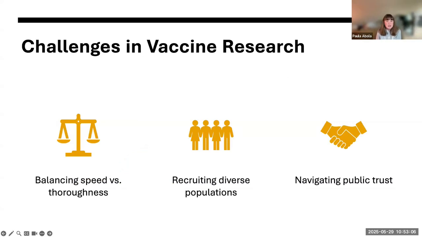And of course, as in any research, there are also challenges in vaccine research. Firstly, we have to balance speed with thoroughness, for example, during pandemics. And this is why a lot of people were worried in the pandemic about the speed at which the trials were happening. We have to recruit diverse populations for generalizable data, but this might often be hard. And we have to navigate public trust, particularly when misinformation spreads, as you also saw with COVID-19, especially through social media and, let's say, blog posts instead of actual news or actual research articles, that a lot of people were focusing on the wrong type of media for disinformation, and that spread misinformation.